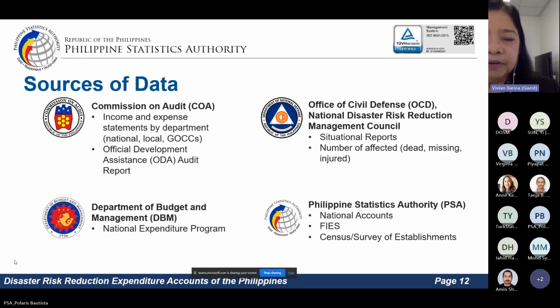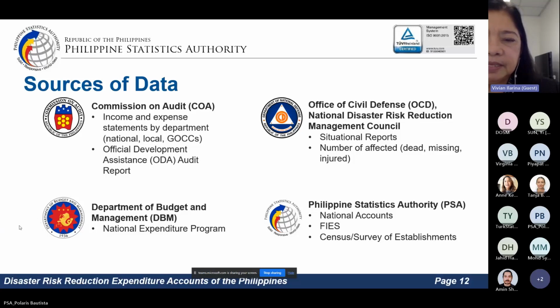All the government agencies, 500 or less than 600 government agencies in the Philippines. Then we have a dedicated agency, which is the National Disaster Risk Reduction Management Council, particularly the Office of the Civil Defense, and they put up regularly the situational reports every time there are disasters. How many are affected population, how many are reported dead, missing, and injured. So these are the basic information coming from the Office of the Civil Defense.